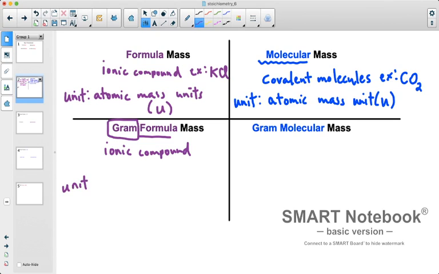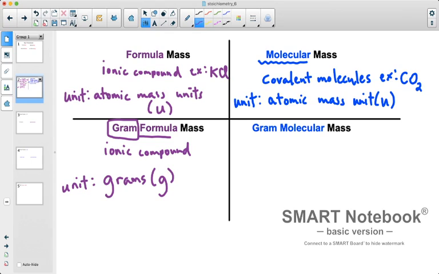And this allows us to use formulas in the lab. Instead of using something that's microscopic or macroscopic, we now turn it into grams, something we can use in the lab. So the unit here is going to be grams, and it's abbreviated lowercase g.